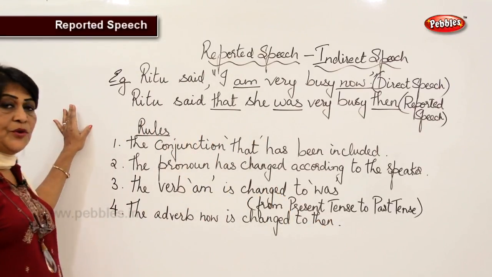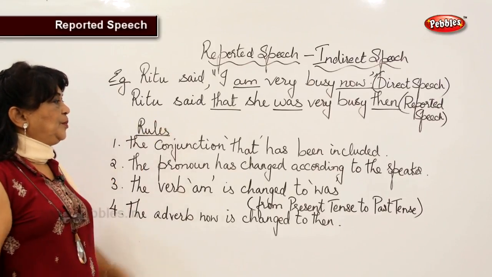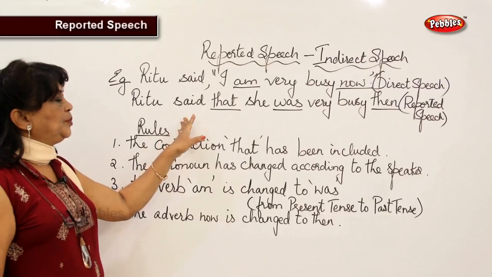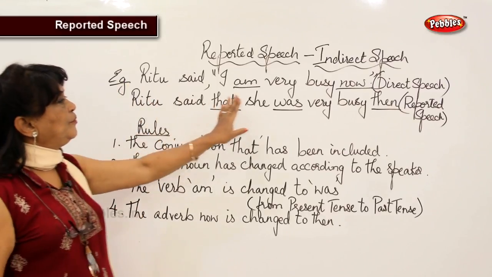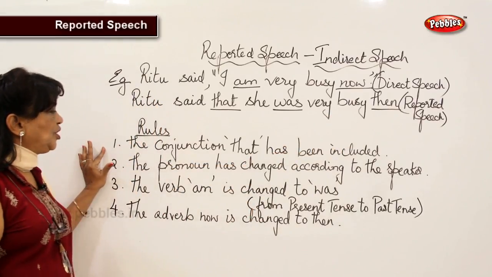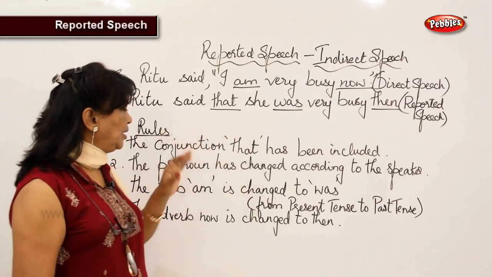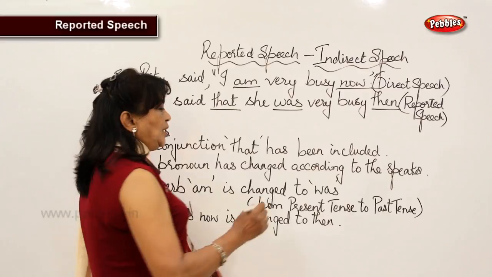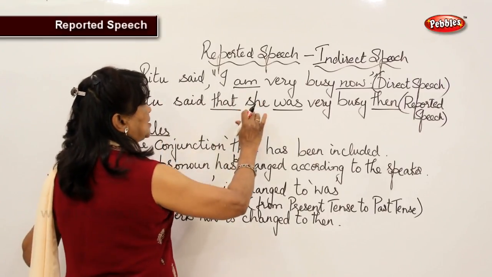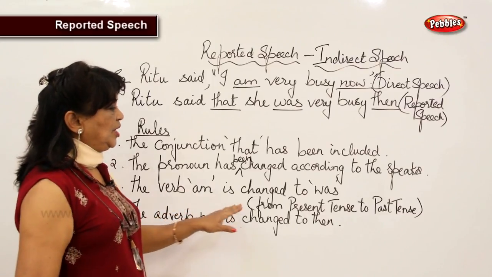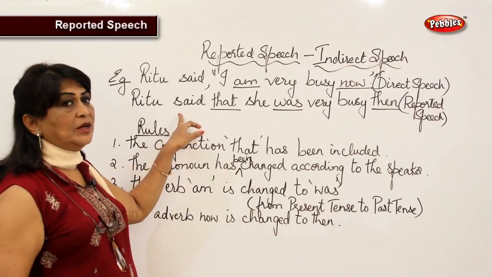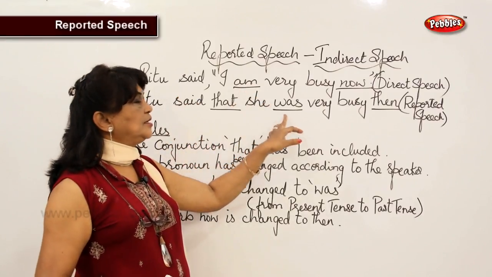Now I just gave you an example and I have given you the rules and the steps involved in changing direct speech into reported or indirect speech. "Ritu said, I am very busy now" has changed to "Ritu said that she was very busy then." So what are the changes? The conjunction that has been included. The pronoun has been changed according to the speaker, that is Ritu. So I has become she. The verb am is changed to was, that is from present tense to past tense, because the reporting verb is in the past tense.